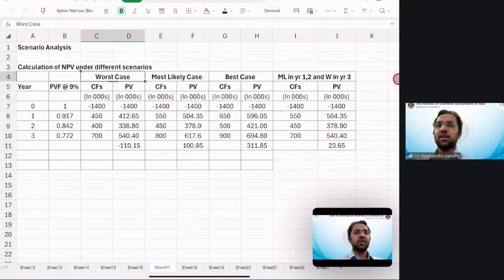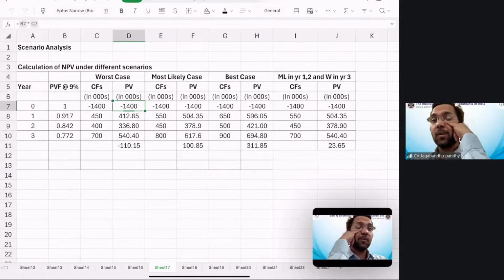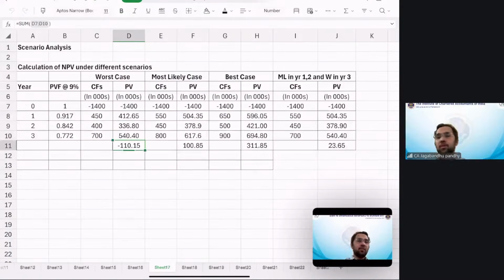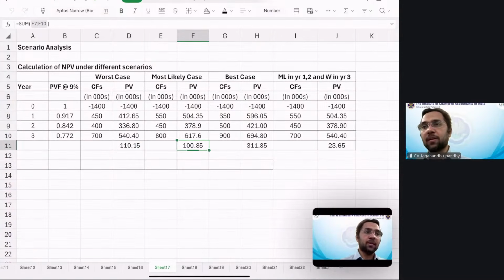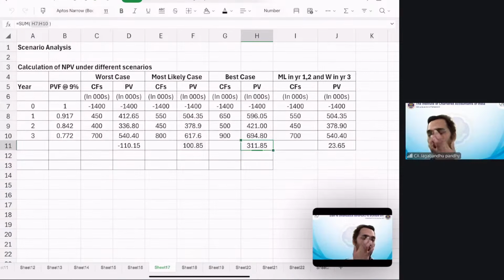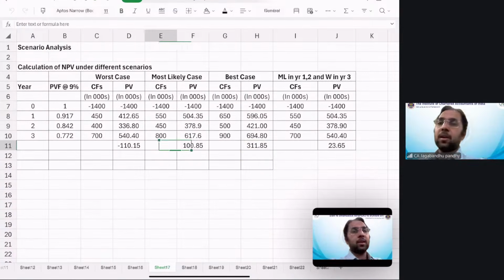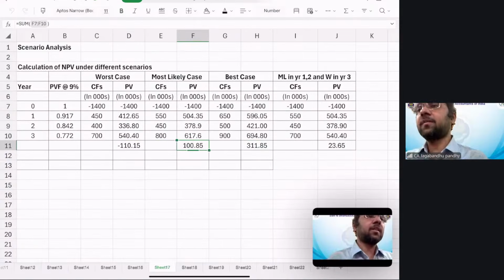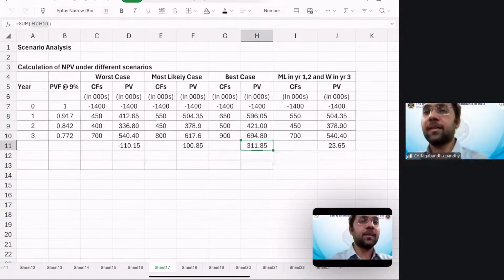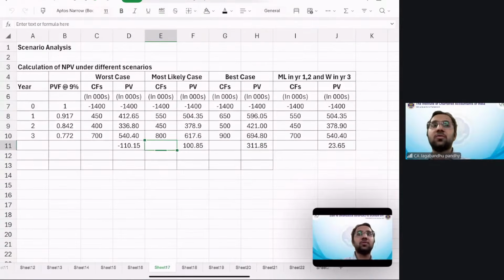Like in this case, we have three scenarios: worst case, most likely, and best case, right? And then in each of these scenarios, we calculate the NPV. So in the worst possible case, I can have the NPV as negative 110.15. In the most likely case, it's going to be 100.85. And in the best case, it is 311.85. So these are the possible scenarios. So you see the wide variety of outcomes that's possible.